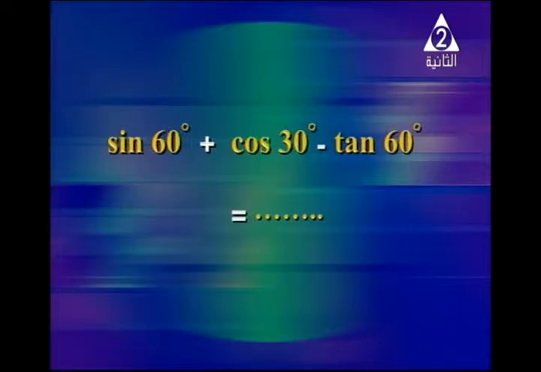sine 60 plus cosine 30 minus tan 60 equals what? Do you remember the right-angled triangle in which there is an angle of measure 30 and another one of measure 60? Yes, it's drawn like that in front of you. The 30-60 degrees triangle. So the side opposite to the 30 is half the length of the hypotenuse. So the side will be 1, the hypotenuse will be 2. And by using Pythagoras theorem, you can find the third side, which will be root 3.